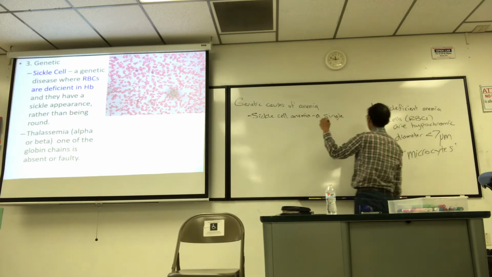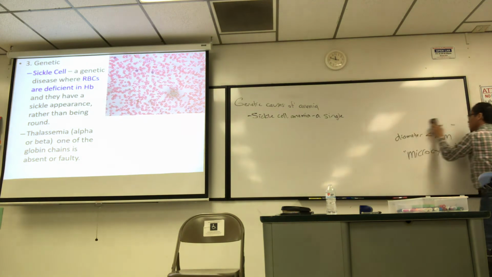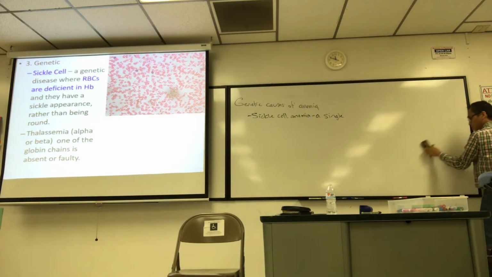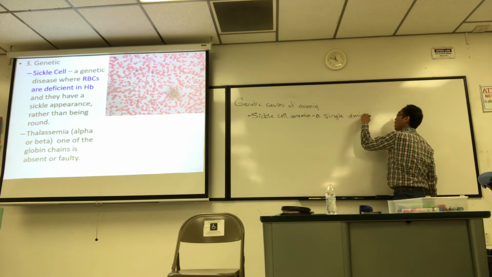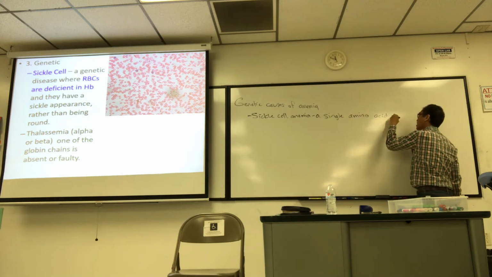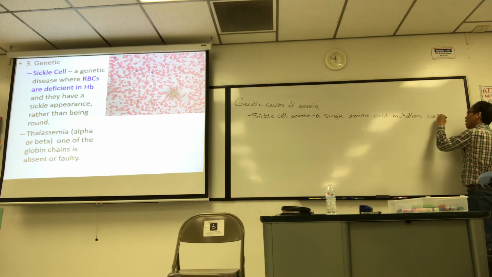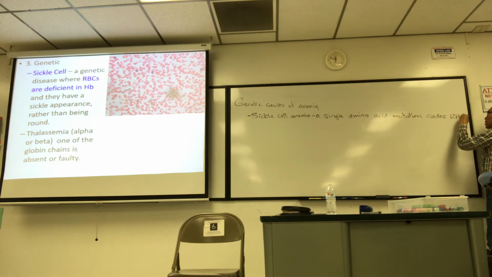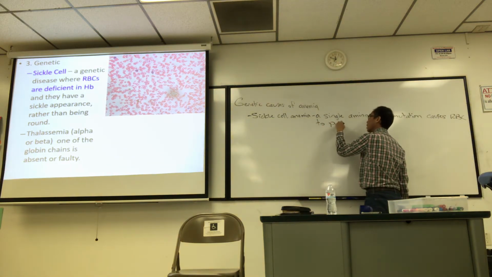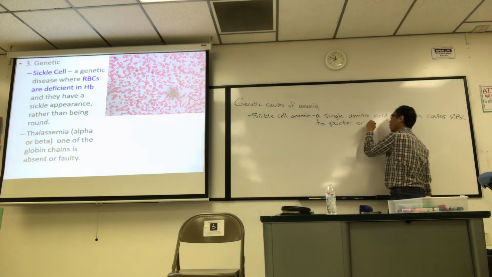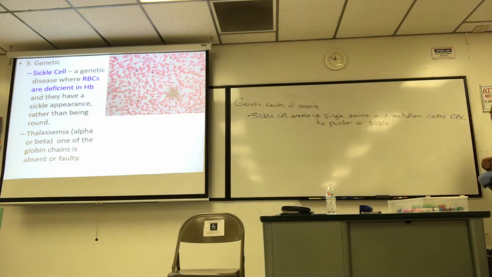A single amino acid mutation causes the RBC to pucker or sickle. I have a better picture of it later showing you the mutation.